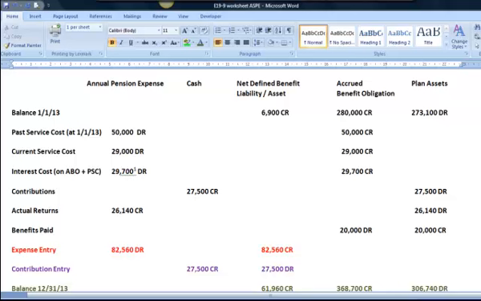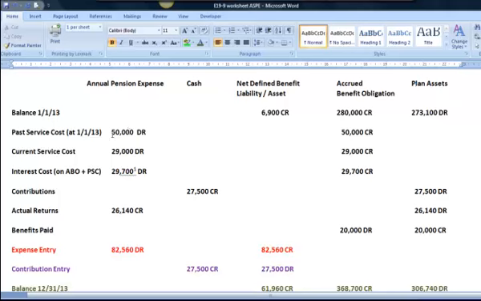They're monitoring those plans. These three accounts here, the expense, the cash, and the net defined benefit liability or asset, those accounts are our accounts in our books. So the balances in these accounts, we don't have access to them. We don't have access to these two accounts. They're on a separate set of books.